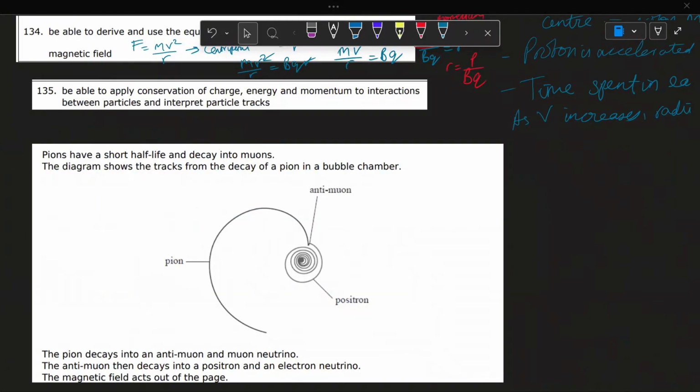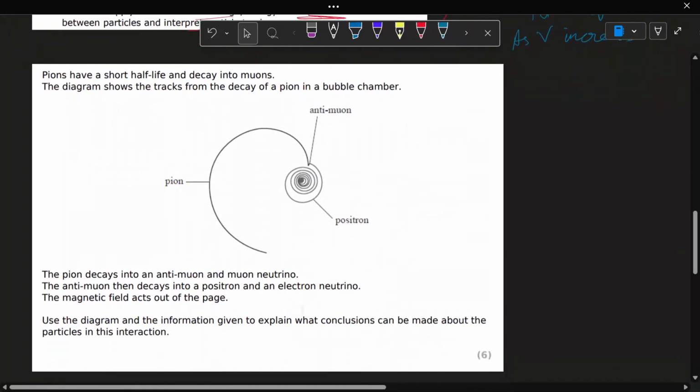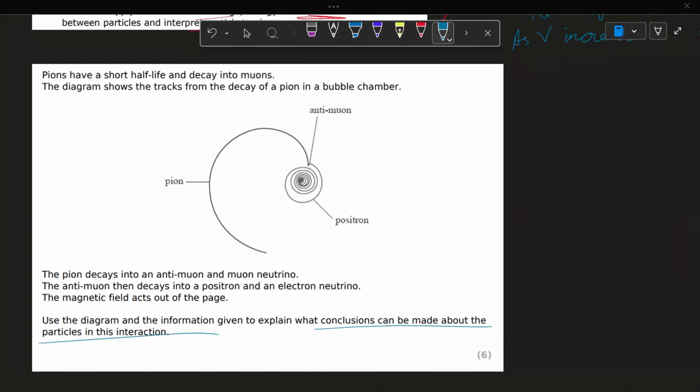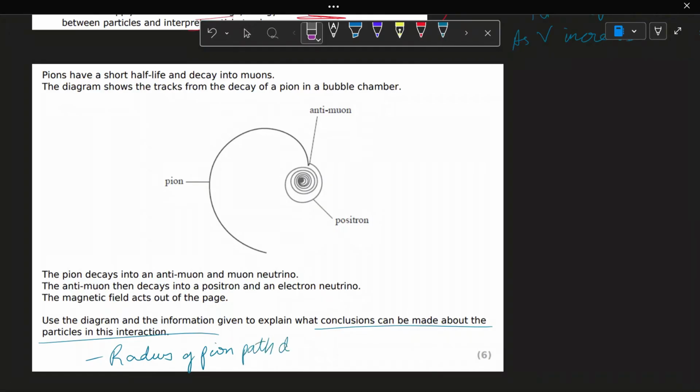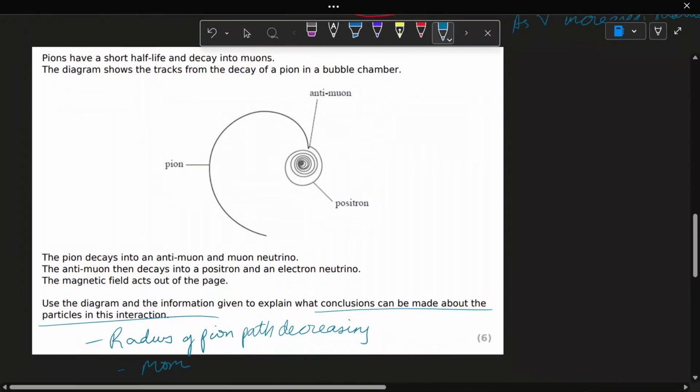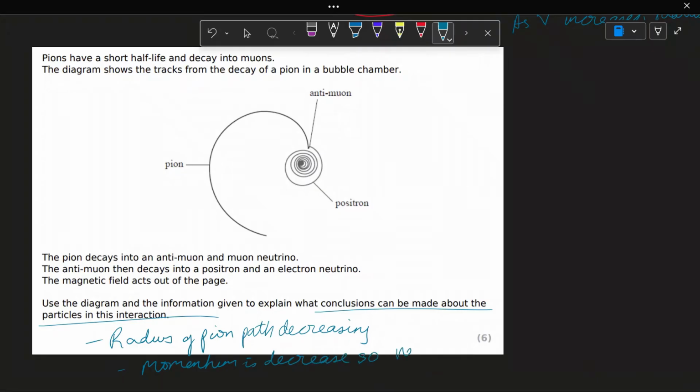And this proof is really important looking at particle tracks, conservation of charge, energy, and momentum. And that's where we can apply this. Look at this, particle with short half-life decaying into muons. So we need to analyze this particle track to explain what conclusions can be made about the particles. Okay, first thing we can see is that the radius of the pion's path is decreasing. So you can conclude that momentum is decreasing. So velocity decreases.